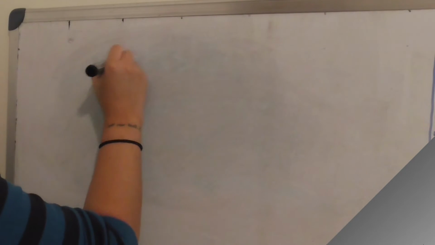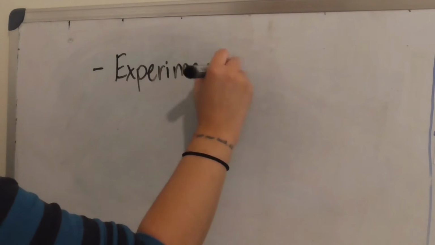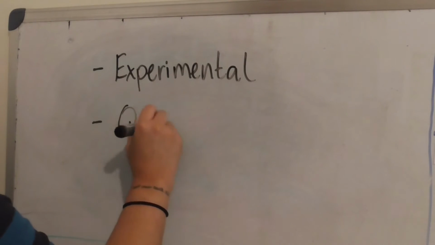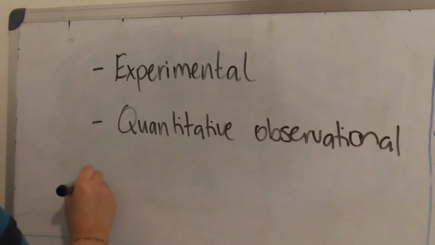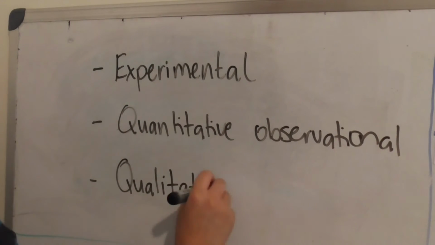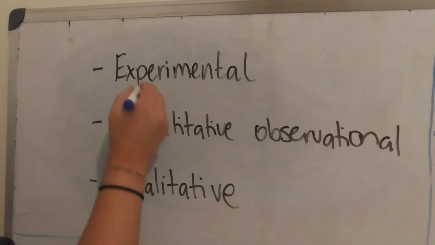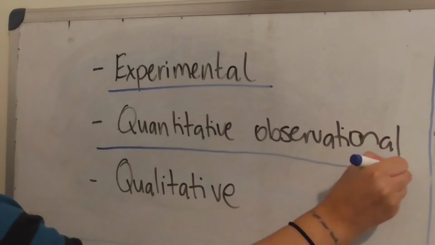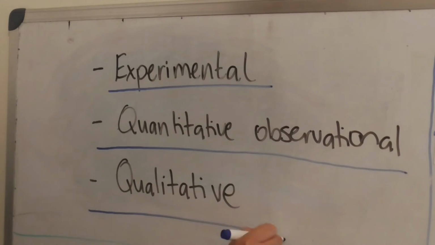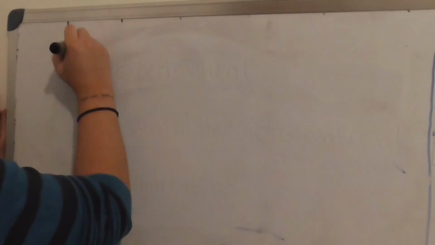I know you know them. Call them out. Let me hear you. The first one is experimental. The second one, that's right, quantitative observational. And the final one, you got it, qualitative. So experimental is when we're controlling and manipulating the situation. Quantitative observational is when we're looking at variables that already exist. And qualitative is when we want more rich, detailed data.